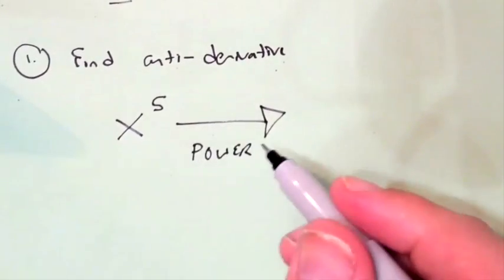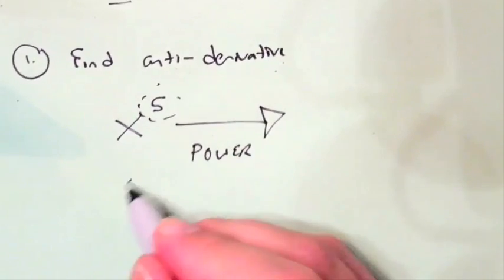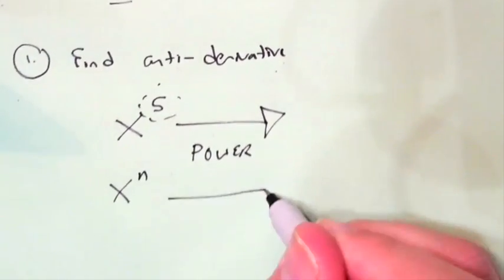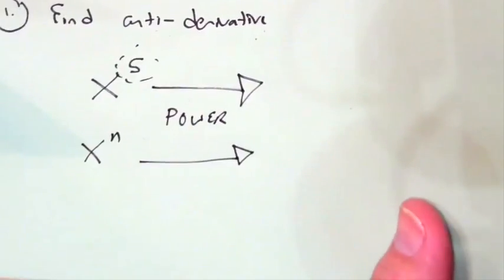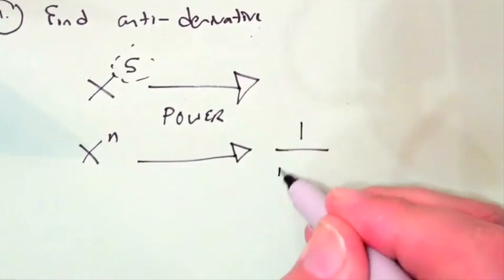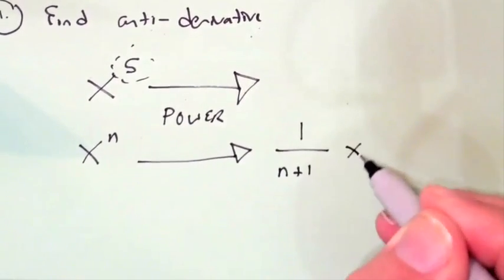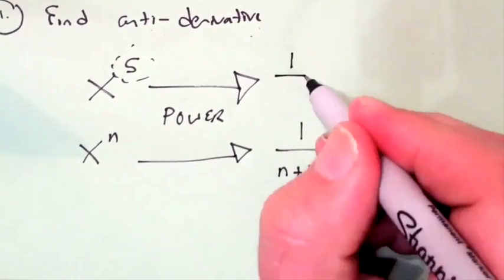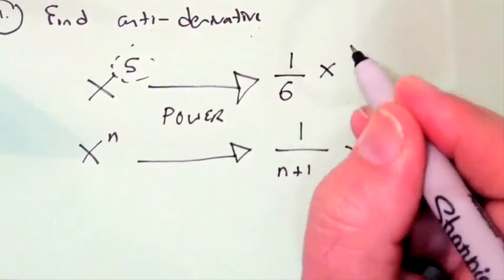So when we use the power rule, we identify what our power is, and as long as that power, n, is not equal to -1, we're going to be looking at 1 over n plus 1 times x to the n plus 1. So we end up with 1 over 6 x to the 6th.